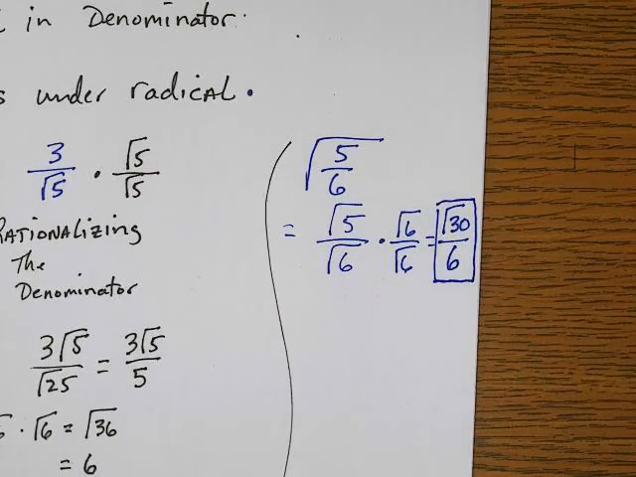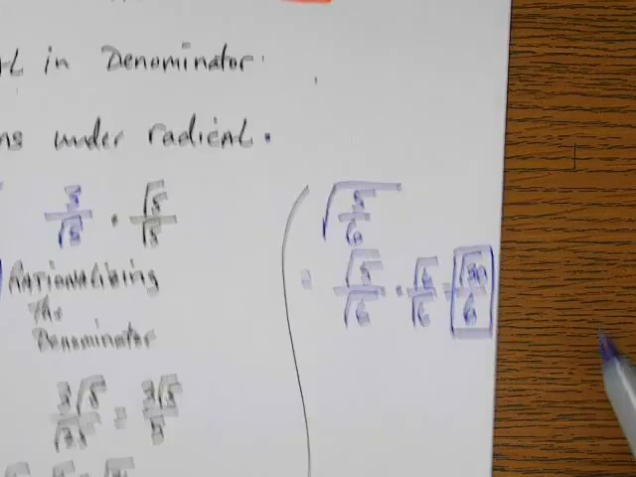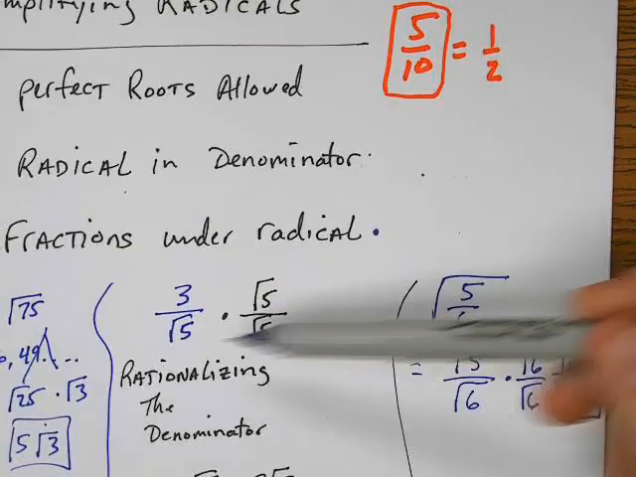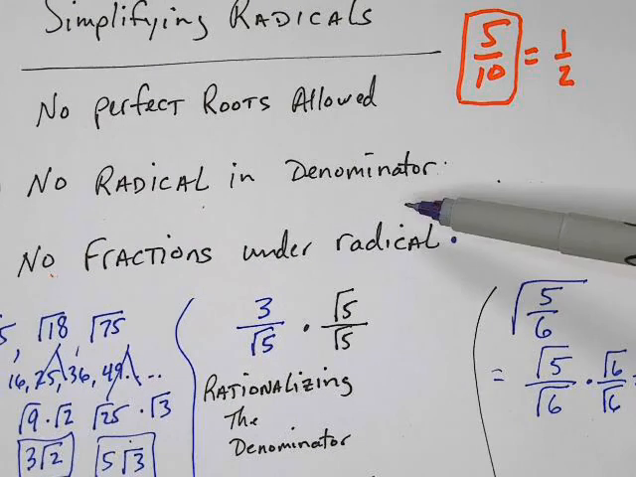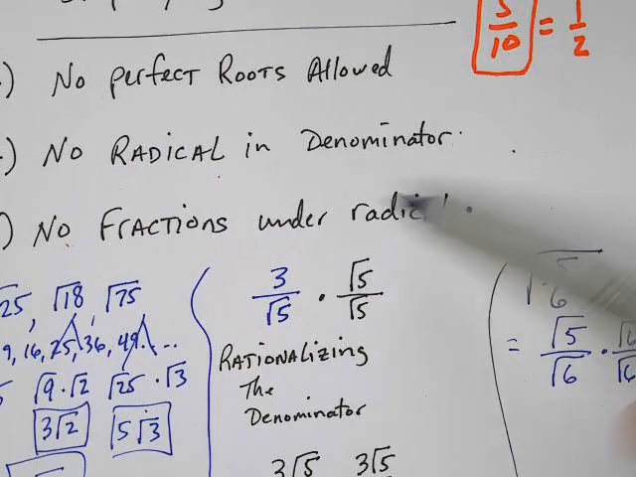That is simplified. Square root of 30, does it have a perfect root that's a factor? Does 4 go into 30? No. Does 9 go into 30? No. Does 16 go into 30? No. So then we just leave it. It means it's simplified. We're going to give you more practice with simplifying radicals, okay? But those are the three major rules, and those are what they look like and how you simplify them. No perfect roots allowed, no radicals in the denominator, no fractions under the radical.